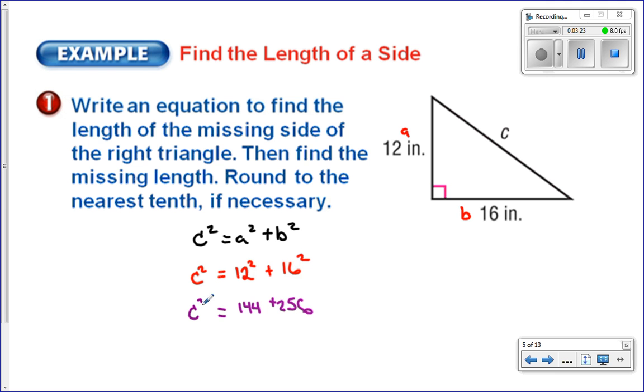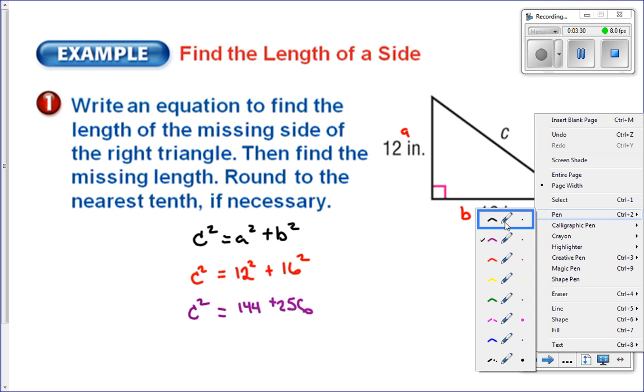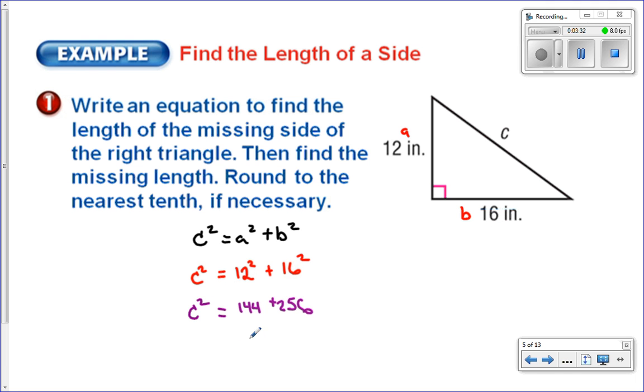So c squared is equal to 144 plus 256. When we find the sum of those two numbers, it works out really nice. The sum is 400. But 400, whoa, is equal to c squared.